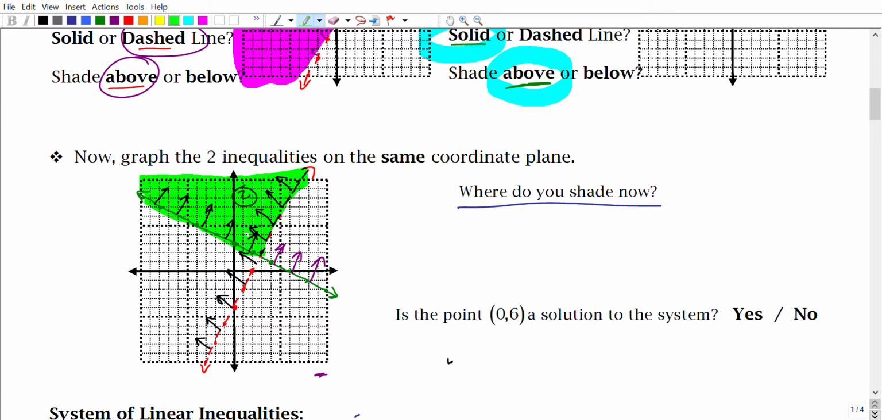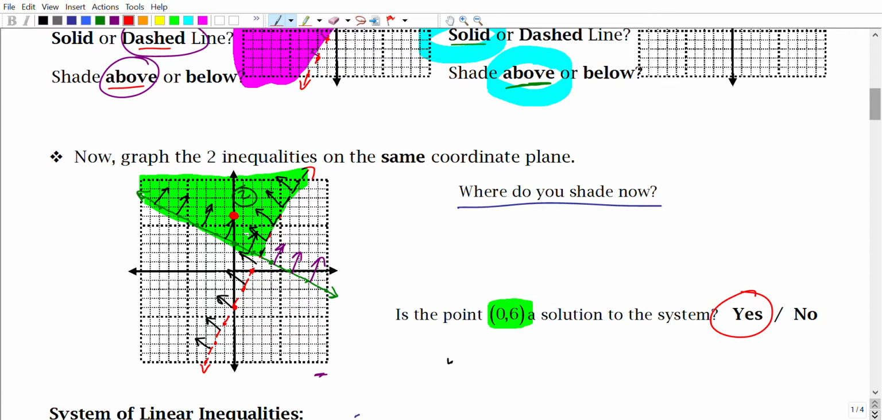All of the points that are on that green area that is shaded will be solutions to my system of inequalities. Okay. So now what's being asked is, is (0, 6) a solution to this system? All right, well, let's figure out where (0, 6) is. (0, 6) is right up here. Is that in the green region? Yes, it is. So yes, it is a solution.